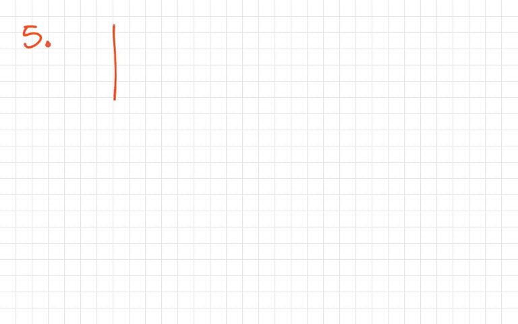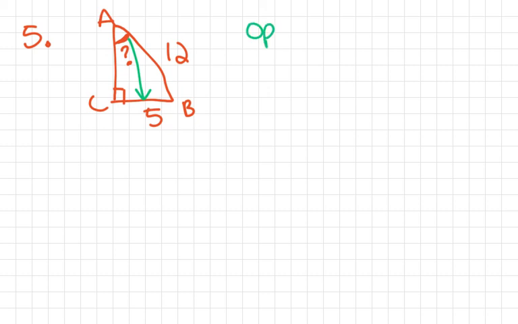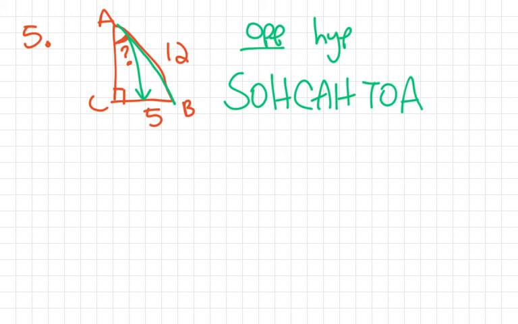And then number 5, calculate the measure of A to the nearest degree. So this is C, B, A, this one's 12, and this one's 5. So I need to find A. What do I know in relation to A? Well, I know the opposite, and I know the hypotenuse. Which ratio involves opposite and hypotenuse? Look at SOHCAHTOA. I need O and H, so that would be sine. So for this one, I'm going to use sine.